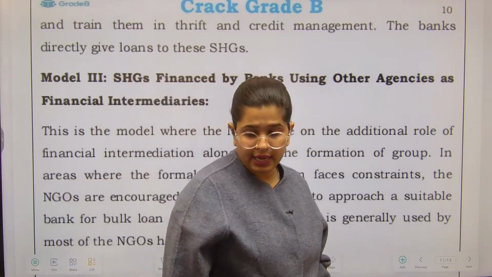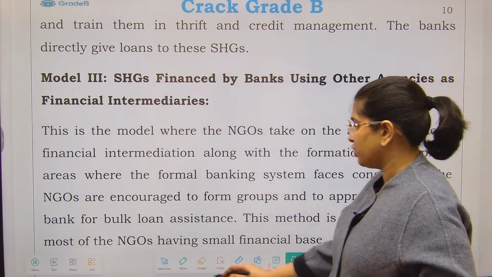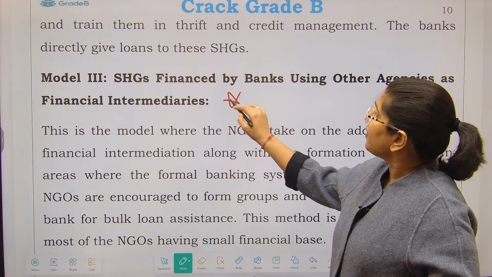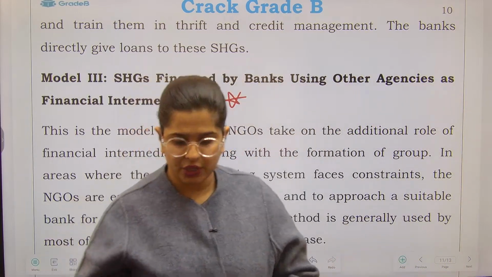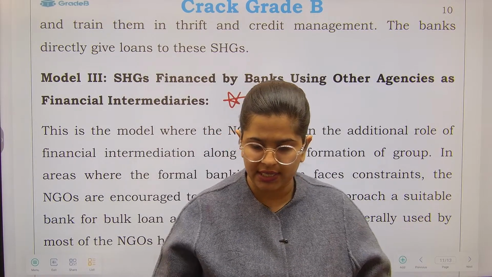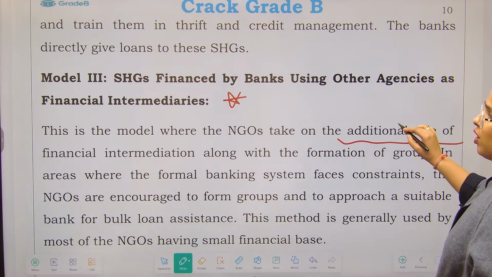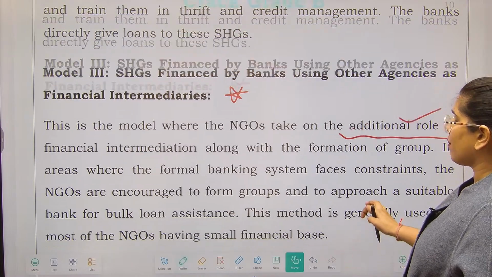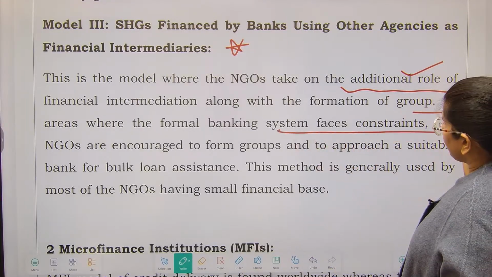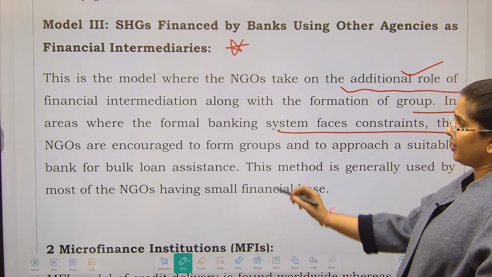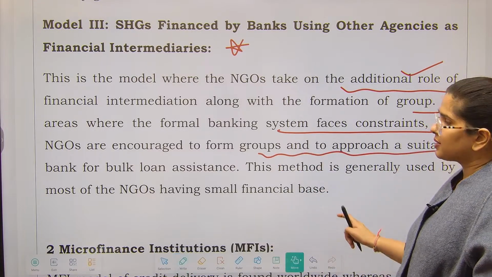Then we have model 3. In model 3, self-help groups, they are financed by the banks using other agencies as financial intermediaries. That means the direct funding is not being provided, and the funding is being provided through the intermediation or by the inclusion of other agencies in between. So this is the model where the NGOs they take on additional role of financial intermediation along with the formation of groups, right? In areas where the formal banking system faces the constraint, the NGOs are encouraged to form the groups and to approach a suitable bank for the bulk loan assistance. So this is the thing.